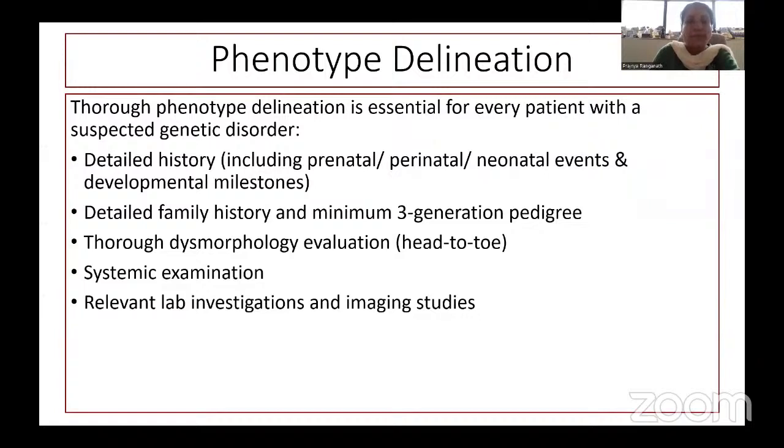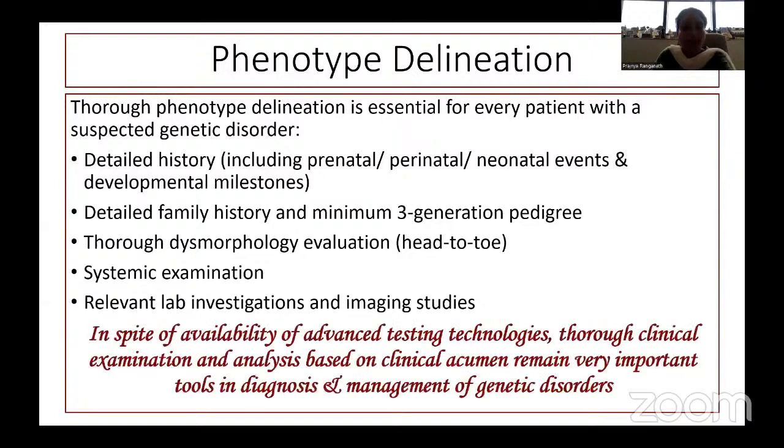So a thorough phenotype delineation is essential for every patient wherein you're suspecting a genetic etiology. So detailed history, including especially for pediatric age group patients, prenatal, perinatal, neonatal events you ask for, developmental milestones. Then a detailed family history, minimum 3-generation pedigree is essential. Thorough dysmorphology evaluation, head-to-toe evaluation, systemic examination, and all the relevant lab investigations and imaging studies have to be done.